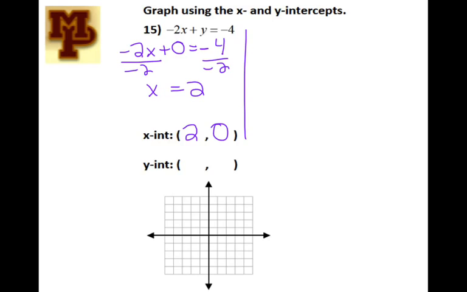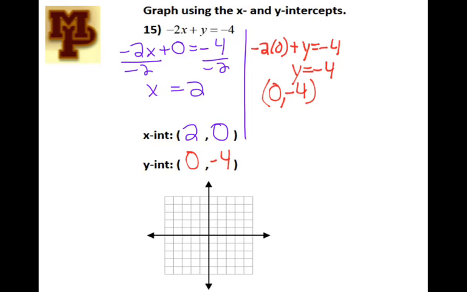And then let's go ahead and find the y-intercept. So the y-intercept means that we're going to plug in a 0 for the x. So we put in a 0 for the x. And so the y-intercept, that's going to all become 0, so y equals negative 4. So 0, negative 4 is the y-intercept. So we can plot these 2 points. So 2, 0, and 0, negative 4. 1, 2, 3, 4. And then just connect those dots, and there's your graph.